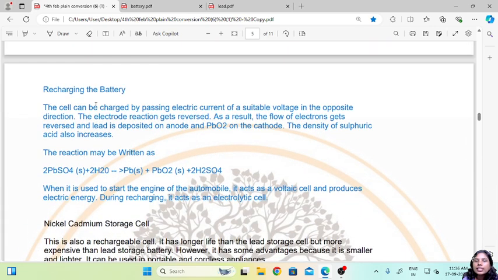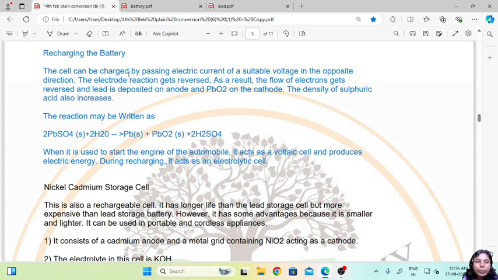Now, how are these batteries recharged? The cell can be charged by passing electric current of a suitable voltage in the opposite direction. So this we already know. If we are applying any external voltage, we have to always apply it in the direction opposite to the initial direction. So the electrode reaction gets reversed. As a result, the flow of electrons gets reversed and lead is deposited on the anode and PbO2 on the cathode.